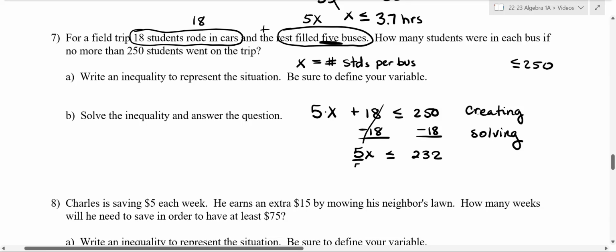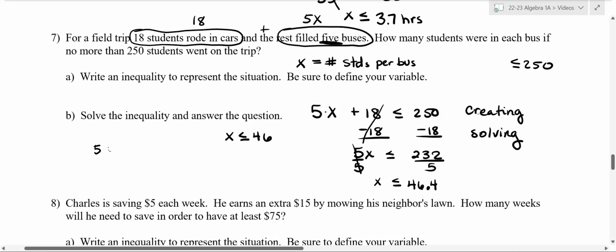Okay, and since 5 is positive, nothing is going to flip. So we have x less than or equal to, what's 232 divided by 5? 46.4. But x is the number of students, so we can't have 46.4. So x has to be less than or equal to 46. I guess the maximum in each bus will be 46.